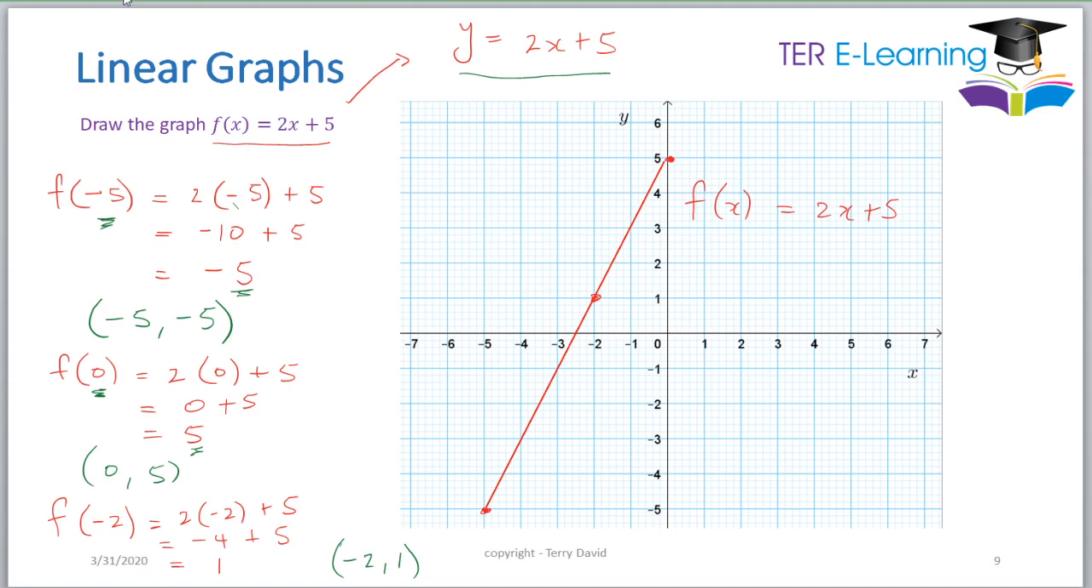You substitute some x values into the equation so you get some coordinates that you're able to plot. The first coordinate that we got was minus 5, minus 5. The second was 0, 5. And the third was minus 2, 1. I plotted each of those points and drew a line through them. So that is how we draw a linear function. Let's try the next one.